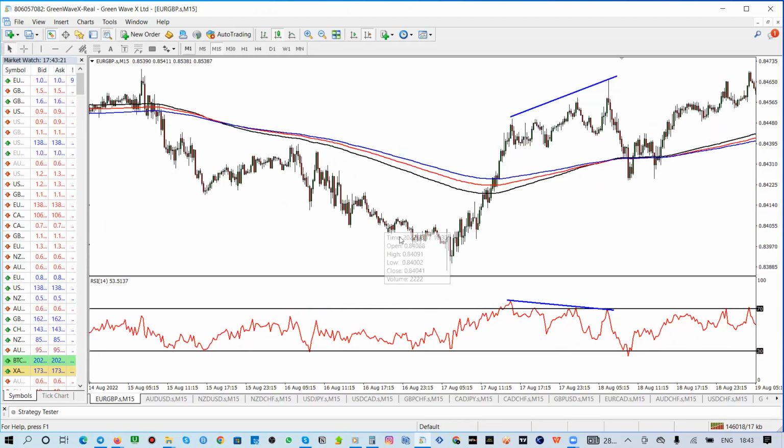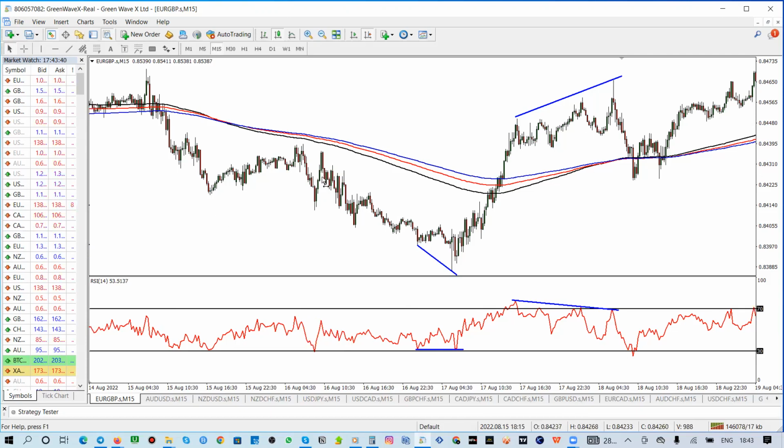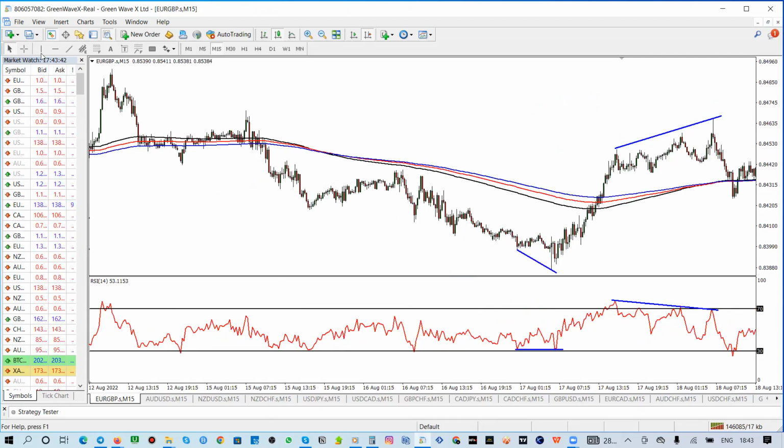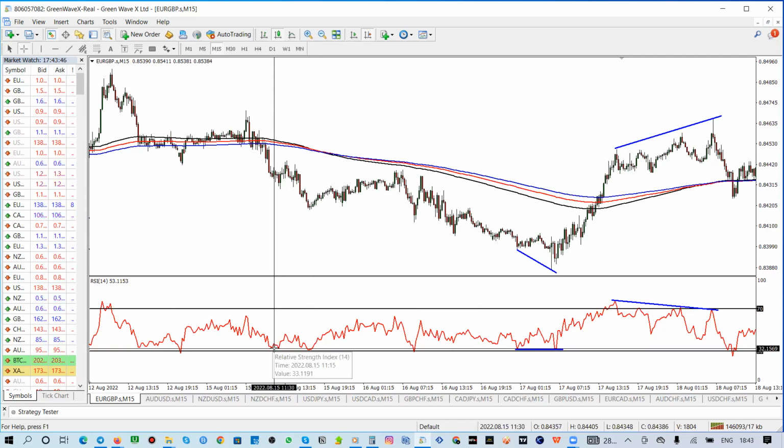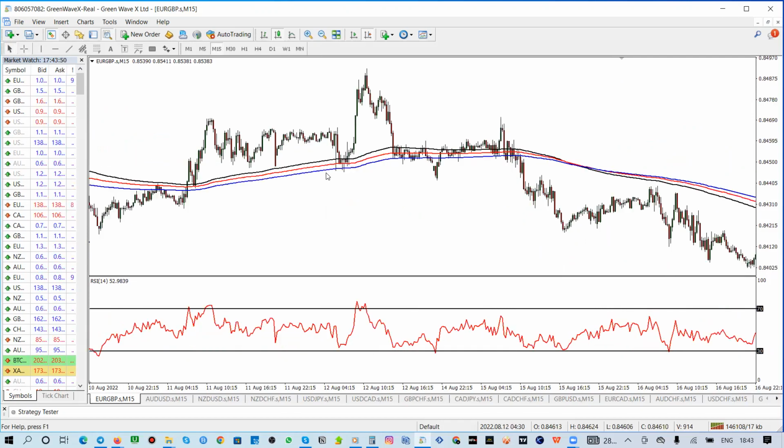We have another divergence here as well. Here we have a lower low and then we have a flat low. Flat low, divergence, bullish divergence. We don't have a divergence here. Price makes a higher high around here, and momentum makes a higher high as well. Here we don't have a divergence either. Price is making a lower low here, and momentum is also making a slightly lower low here. So there needs to be a divergence.